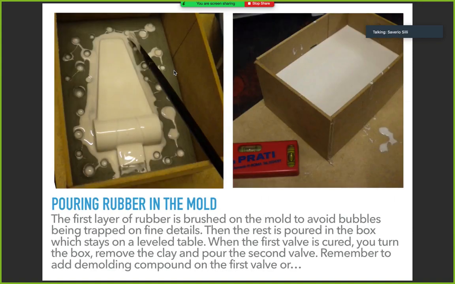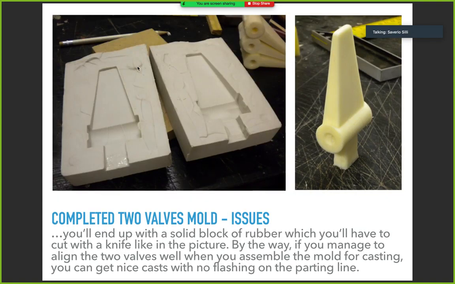Okay, in this case, I pour this half of the mold, and then when the first half is cured, you turn the box, you remove the clay, and you go with the second half. But if you are making a two-part silicone mold, you need to use a release agent on the silicone rubber, because the silicone rubber does not stick to anything except other silicone rubber. So this was what happened. I forgot to put a demolding agent, and the two parts were completely fused together.